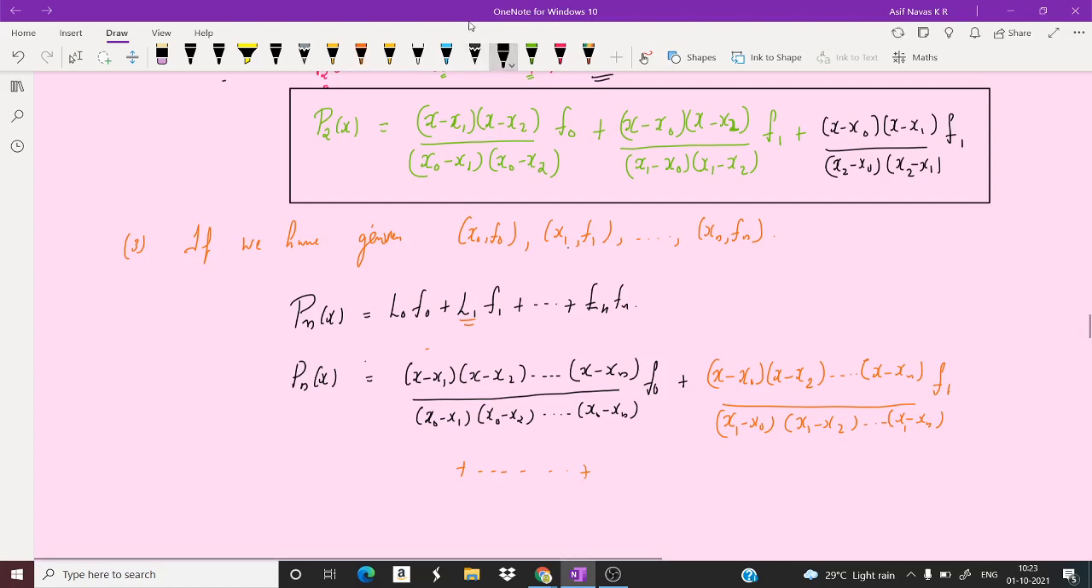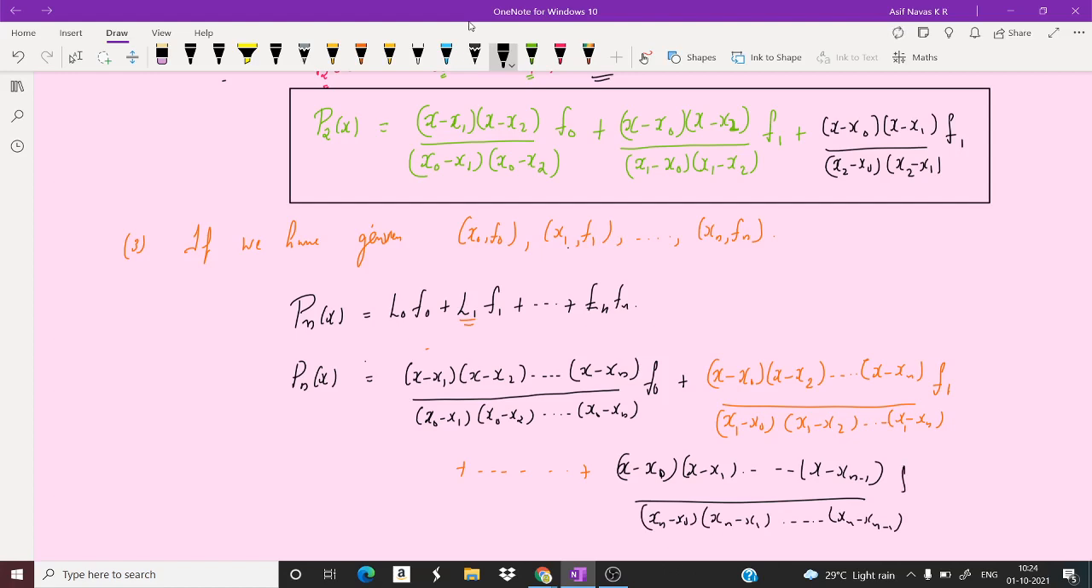What will be the nth term? Ln, x minus x0 into x minus x1 into etc. up to x minus xn minus 1 divided by xn minus x0, xn minus x1 etc. up to xn minus xn minus 1, fn. So this is Lagrange interpolation formula for n values.